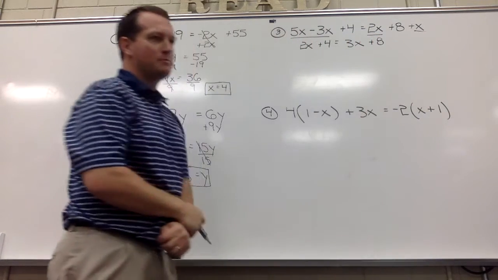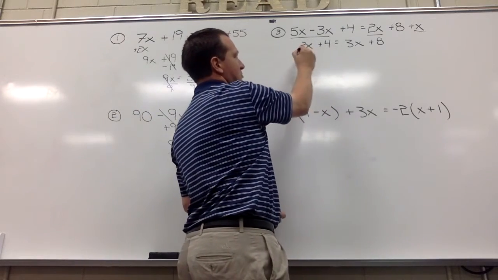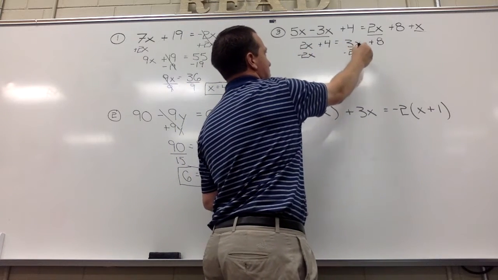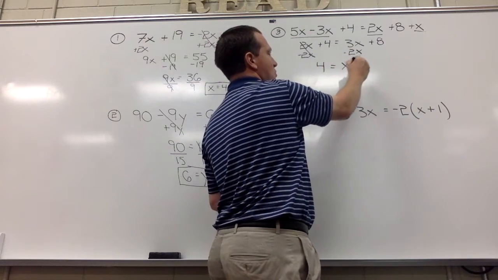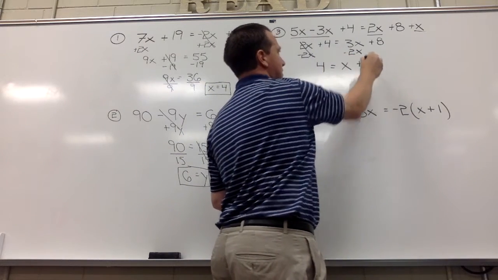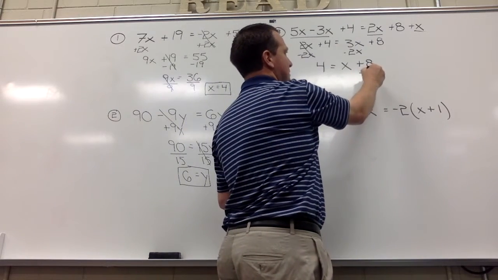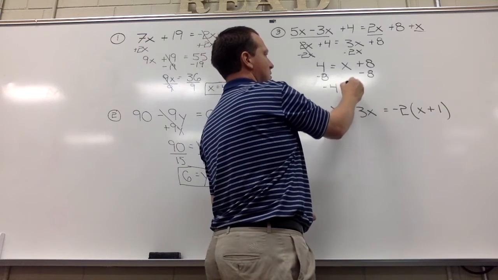All right, now we're ready to move and groove. My x's, I have a positive 2, positive 3. The 2 is smaller, so I'll subtract 2x from both sides. Left with 4 equals 3 minus 2, 1x plus 8. Last step then to get our friend x alone is subtract 8 from both sides. Negative 4 will equal x.